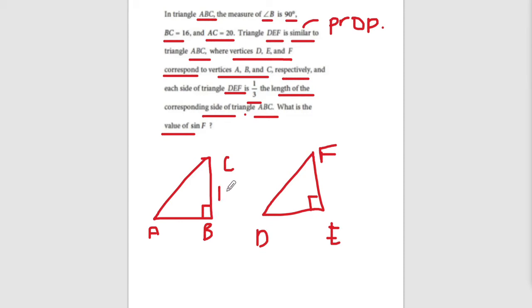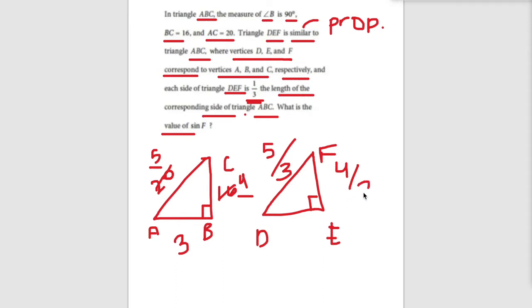It says in the problem that BC equals 16, so I labeled it as 16, and AC equals 20. Now, before I go further, I'm going to simplify these. I've noticed I can divide by 4, so I have a 5 here and a 4 here. As you can see, it is a 3, 4, 5 triangle. Now I am going to take a third of these so that I can solve this problem. So it'd be 5/3 here because each side of DEF is 1/3 the length of the corresponding side. This is 4/3 and this is 1.